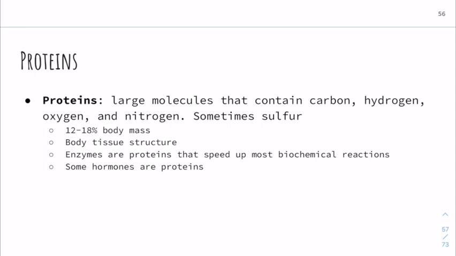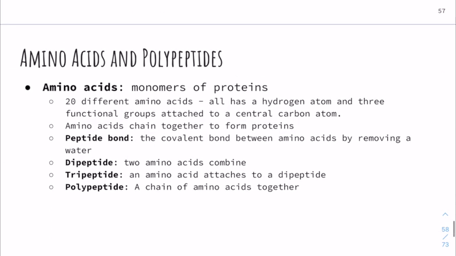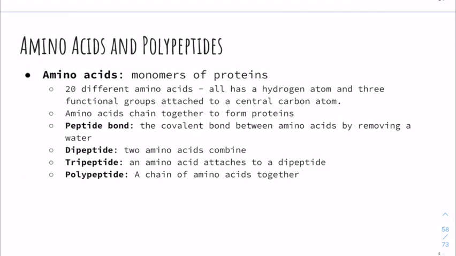Amino acids. Amino acids are monomers of proteins. So they're parts of proteins. There are technically 20 different amino acids. They all have a hydrogen atom and 3 functional groups attached to the central carbon atom. Amino acids chain together to form proteins. So as proteins get broken down, we're creating amino acids, because those amino acids are what bond together to make those proteins.